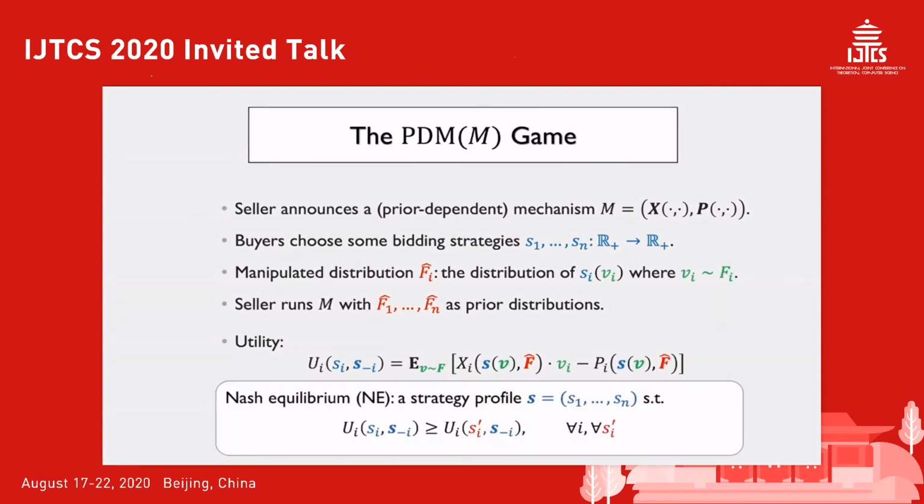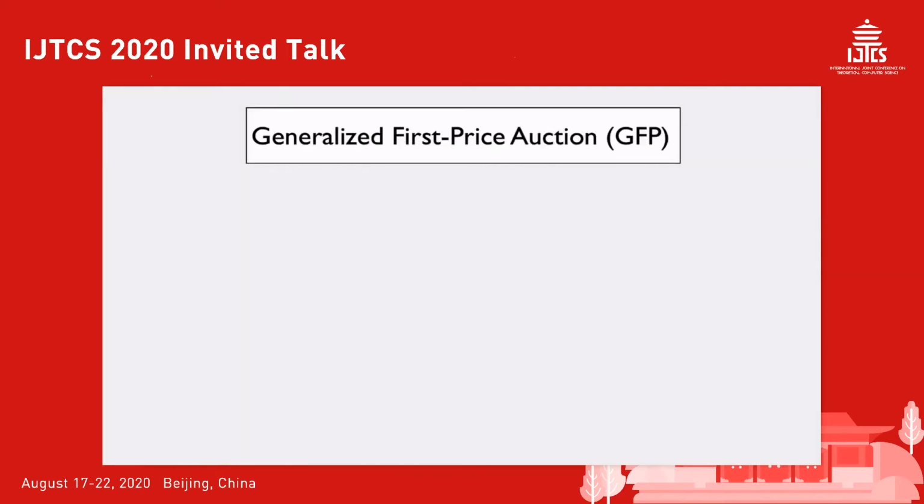The solution concept we consider is the Nash equilibrium. A strategy profile S is a Nash equilibrium if for each bidder i, S_i maximizes i's utility over all possible strategies. Before presenting our results, we review another auction called the Generalized First Price auction, GFP for short, in the sponsored search auction setting.